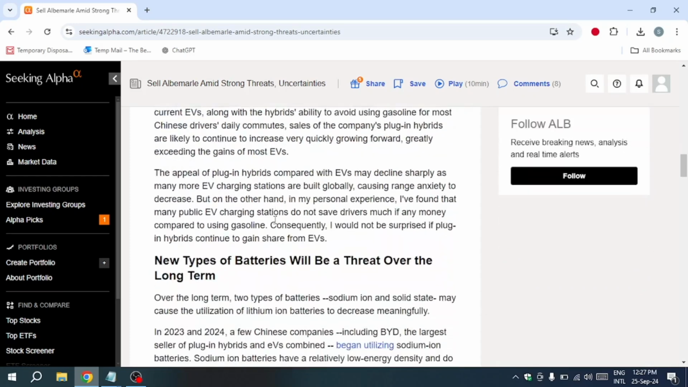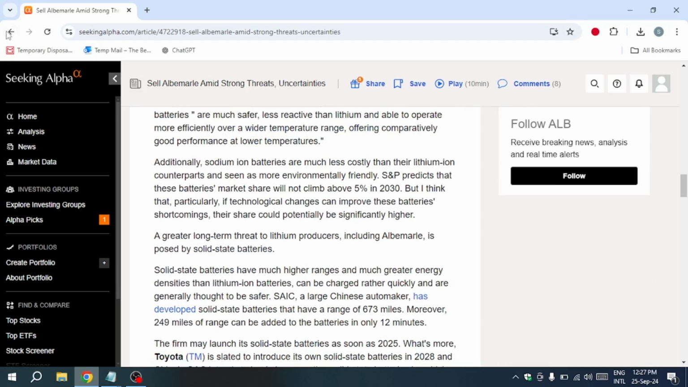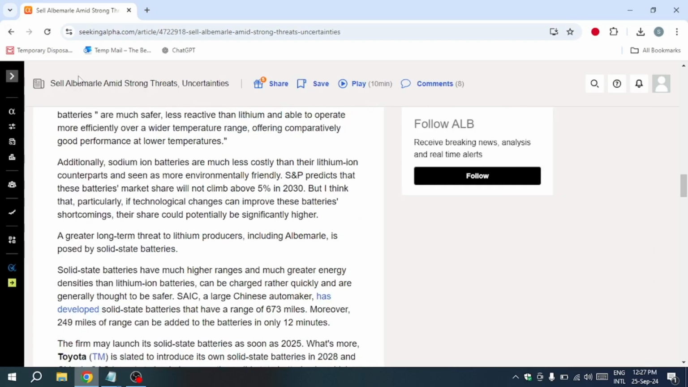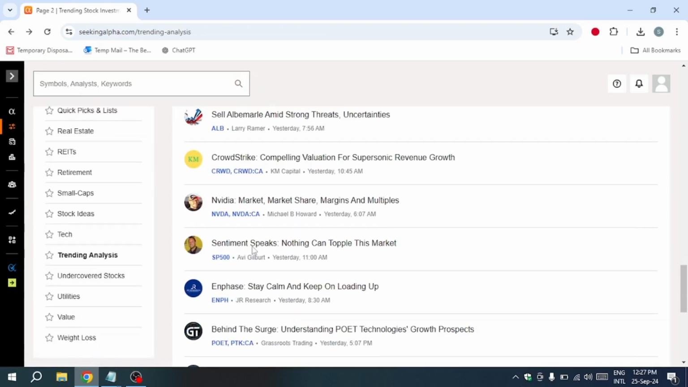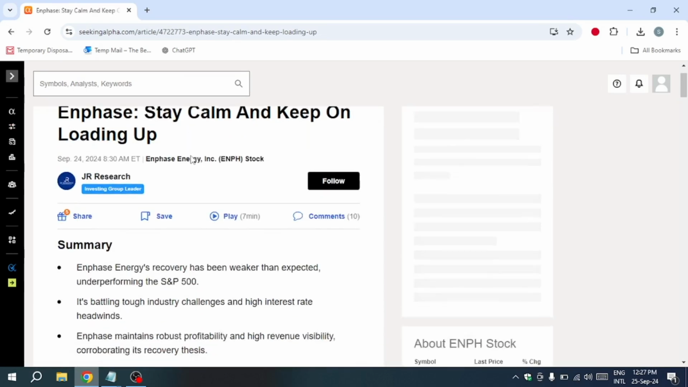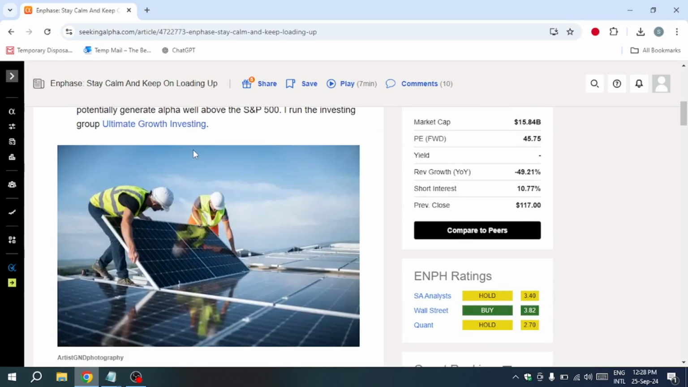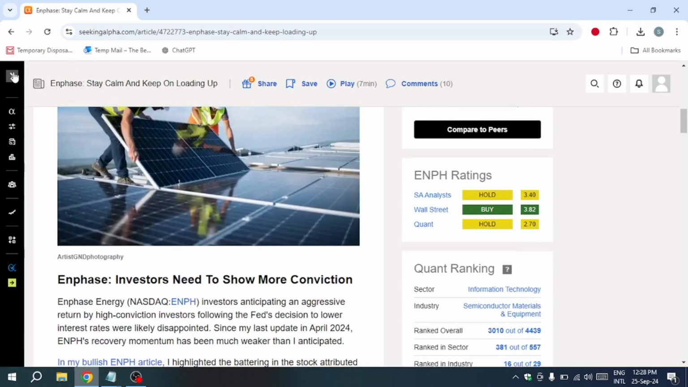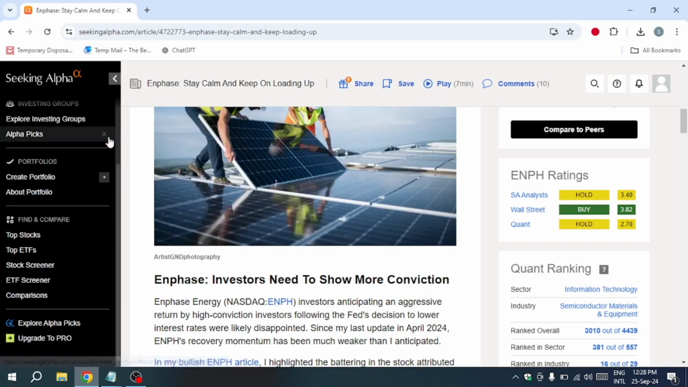It's crucial to remember that not every contributor will share your viewpoint, and that's perfectly okay. You might find one person very bullish on a stock while another thinks it's overvalued. Use these differing opinions as valuable starting points for your research and decision-making process. The beauty of Seeking Alpha lies in the variety of perspectives you can access, allowing you to form a well-rounded view of the market.